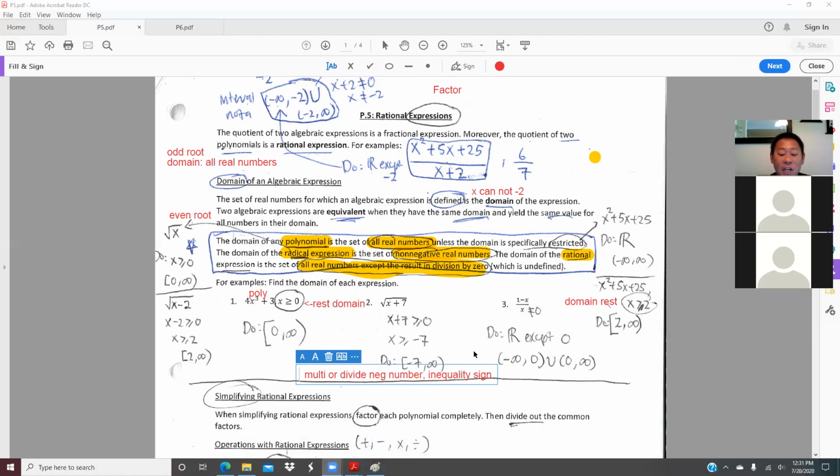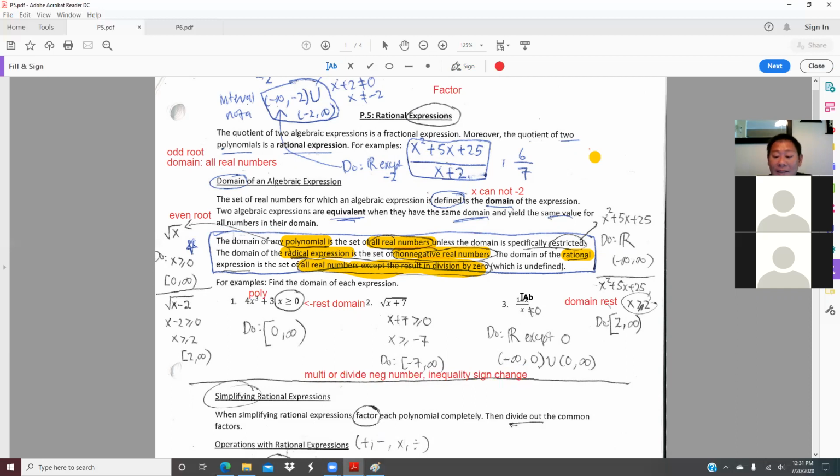Change, yes, you'll be changed, will be switched around, yes, your sign will be changed. So in this case, if it's this one, we don't change it because there's no negative number. If you have divide, then instead of greater, it becomes less than. So then your domain in this case is from -7 to infinity.